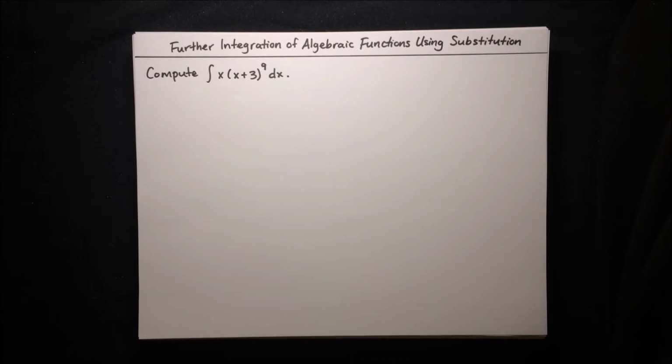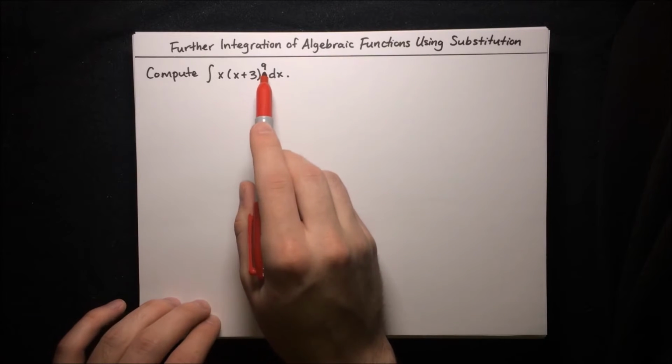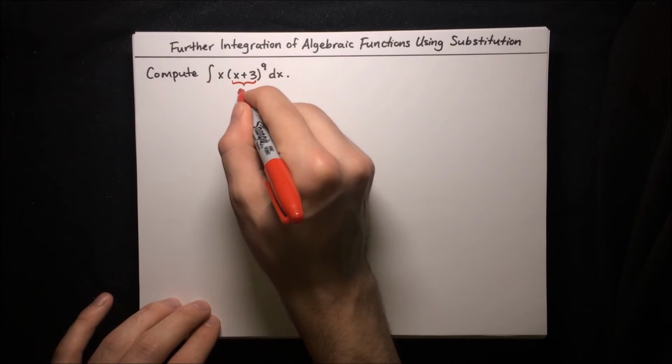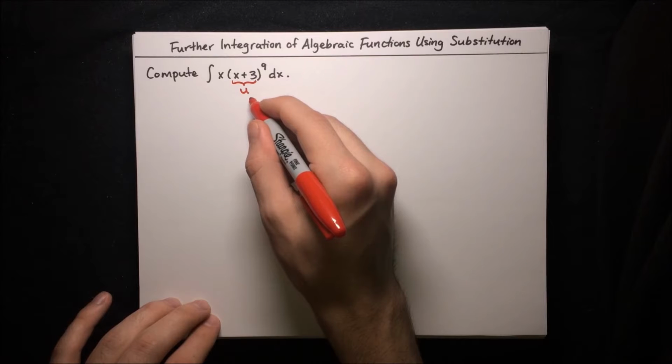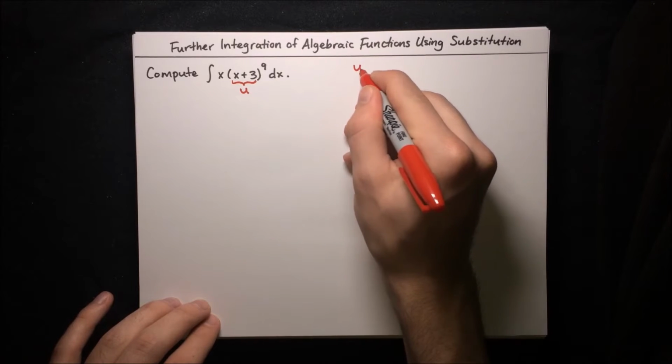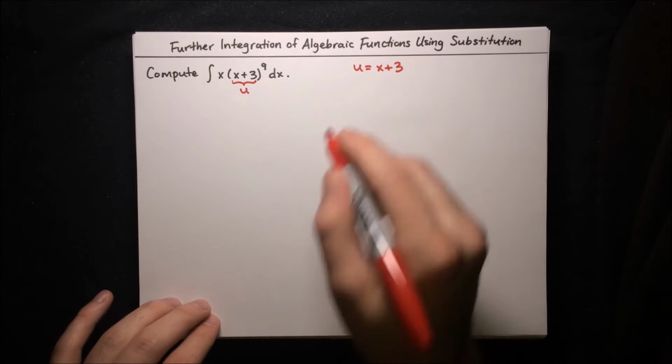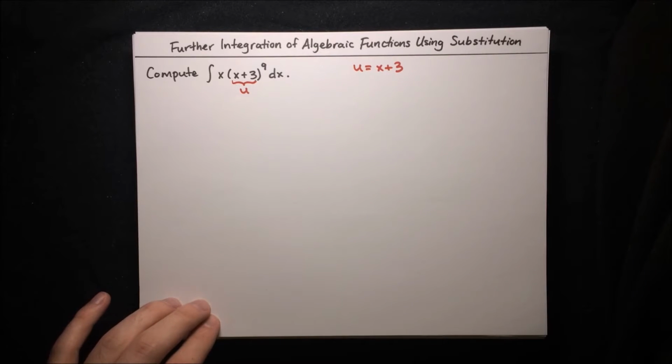Another option is to try substitution. The part that's making this integral difficult is the fact that the exponentiated expression is a binomial. If we lump all that into a single term, u, the integral might get a little bit easier. So let's let u equal x plus 3. And then we'll proceed with the regular procedure for substitution.